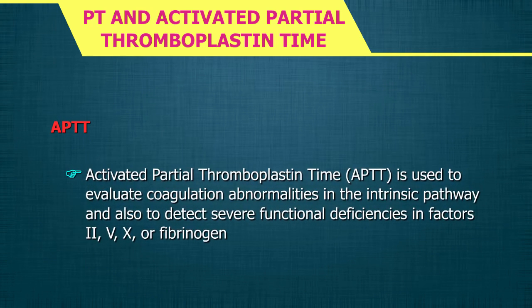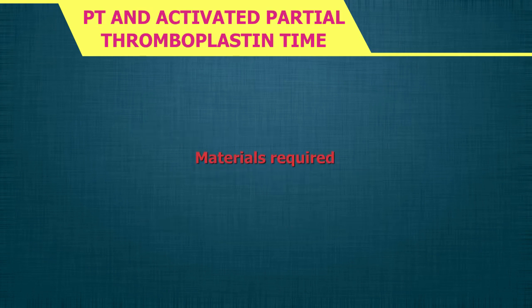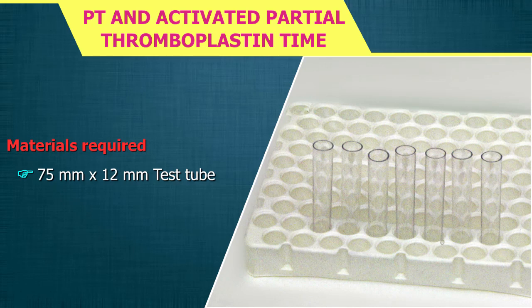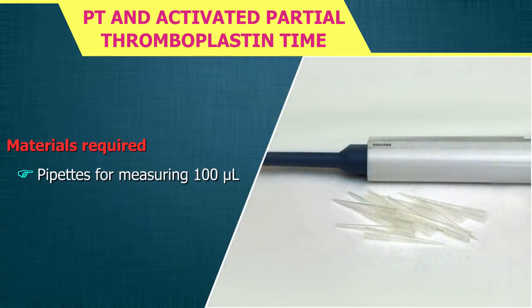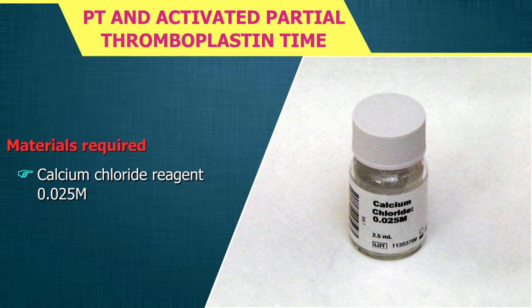APTT, activated partial thromboplastin time, is used to evaluate coagulation abnormalities in the intrinsic pathway and also to detect severe functional deficiencies in factors 2, 5, 10, or fibrinogen. Specimen collection. It is similar to specimen collection for PT. The materials required: 1. 12 by 75 test tube. 2. Pipettes 100 microliters. 3. Pipette tips. 4. Calcium chloride reagent 0.025 M.